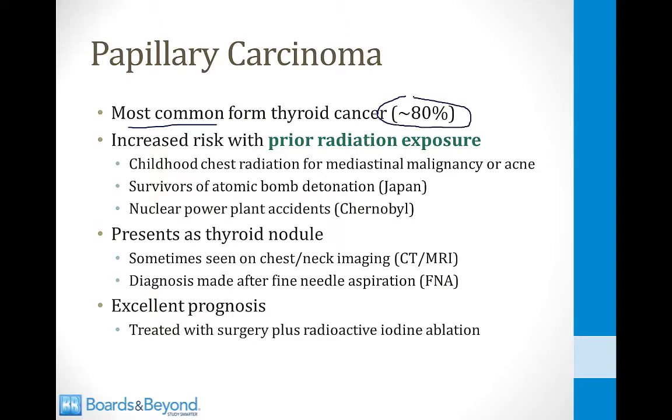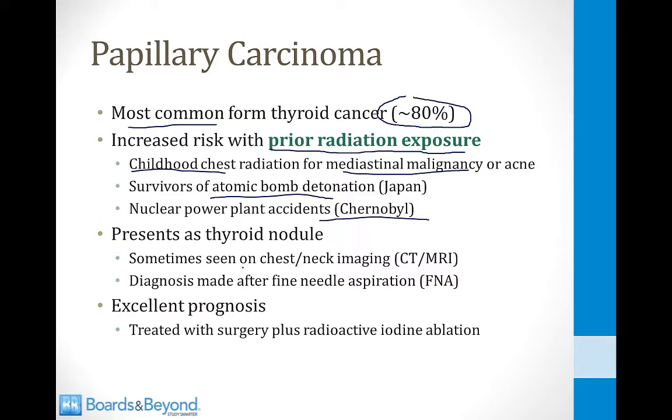A very important risk factor for this type of thyroid cancer is prior radiation exposure. So some children have radiation to the chest or the mediastinum for malignancies. Some teenagers with severe acne sometimes have their face radiated. And in any of these cases, there's exposure to radiation that raises the risk of papillary carcinoma. There's also a lot of this type of cancer seen in Japan among people who survived the atomic bomb detonation in the 1940s. There's also a lot of papillary carcinoma among patients who live near Chernobyl, where there was a nuclear power plant accident several decades ago.